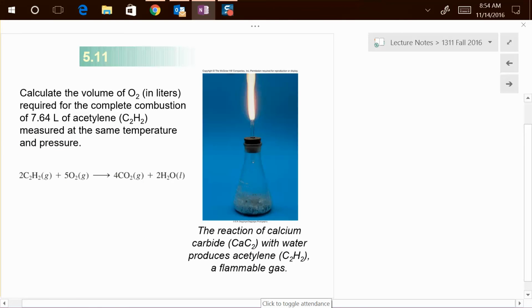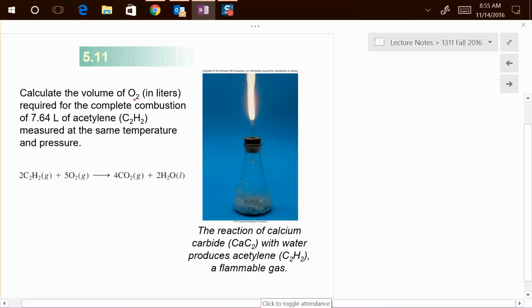Calculate the volume of O2 required for the complete combustion of 7.64 liters of acetylene. That's a cool reaction, isn't it? Look at that. Acetylene is very reactive. So you put calcium carbide in with water, and it produces C2H2 acetylene. And you can just light the top of that thing. Nice large flame comes off.